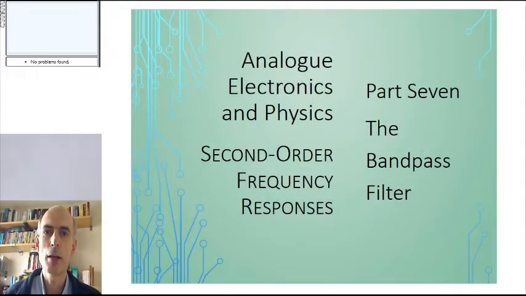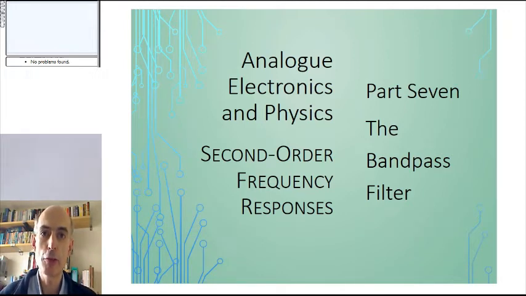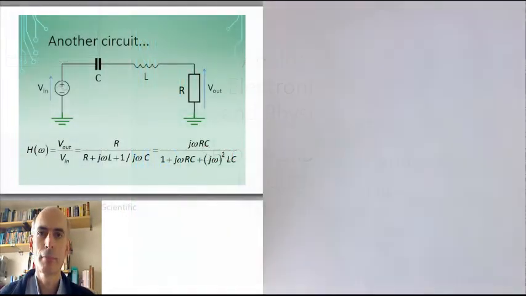In this video, I want to introduce another important second-order circuit, the bandpass filter. That's one in which the gain is very low at very low frequencies and at very high frequencies, but has a significant amount of gain around frequencies in the middle. For example, consider this circuit.